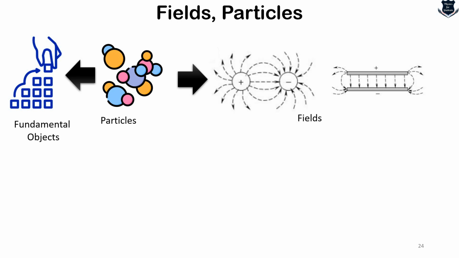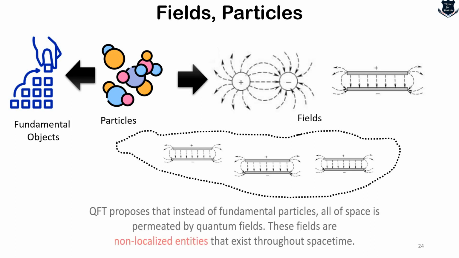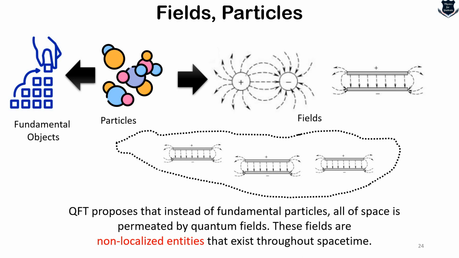Just to give you a clear idea, consider this part of a space and there are so many fields. So what quantum field theory did was propose that instead of small individual particles or billiard balls, all of space is permeated by a field. Just imagine a space. And these fields are non-localized entities that exist through space-time. I am not going to explain what non-localized entities are, because those who know quantum mechanics already know that. So it is permeated, it is spread out, it is a space which contains the fields.